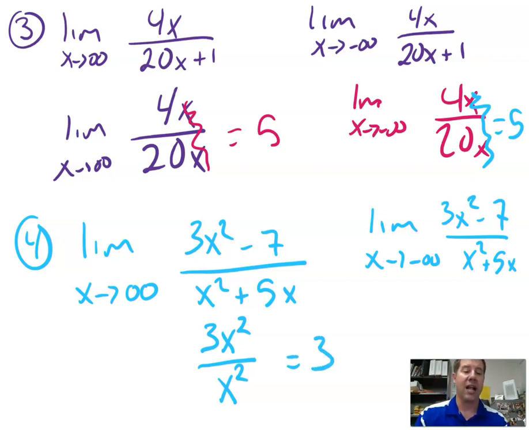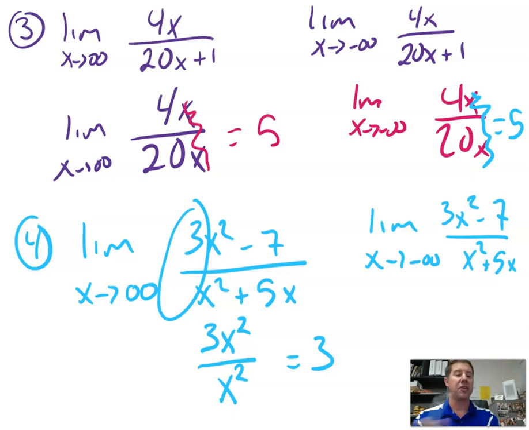Going back to our horizontal asymptote rules, if I look at the degree of the top and the degree of the bottom, they're the same. So I'm just going to look at leading coefficients. Hey, 3 over 1. So this is going to go to 3. Okay, that's where that rule comes from. That's why I only deal with leading coefficients when I'm looking at this.